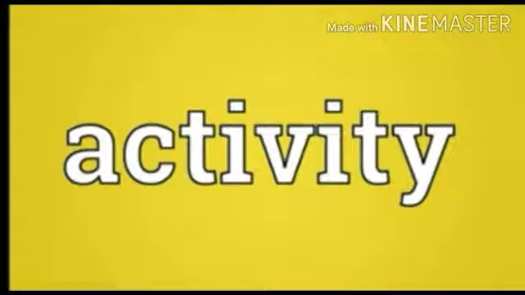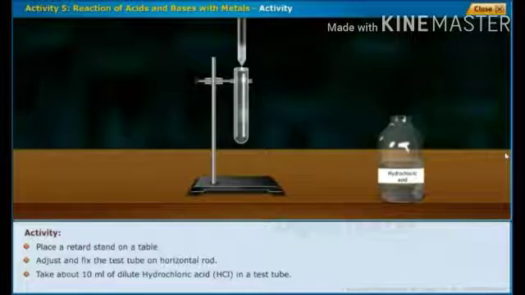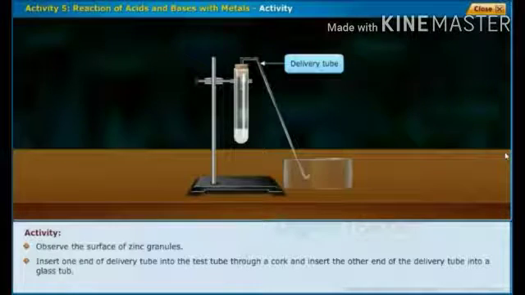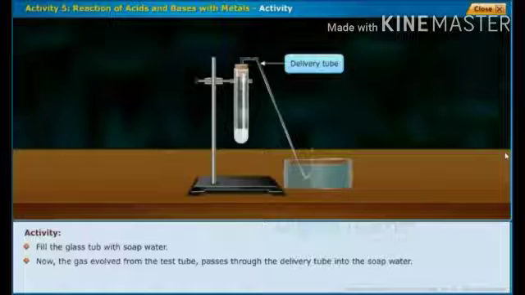Now, let us do an activity to know the properties of acids. To do this activity, take a test tube and put a minimum of 10 ml of diluted HCl into it. Now add some zinc granules and close the test tube with a cork and attach a delivery tube to it. Now put the other end of the delivery tube in a beaker with soap water. Leave the arrangement for a few minutes.